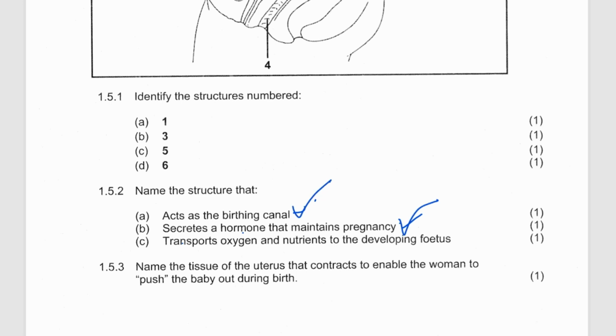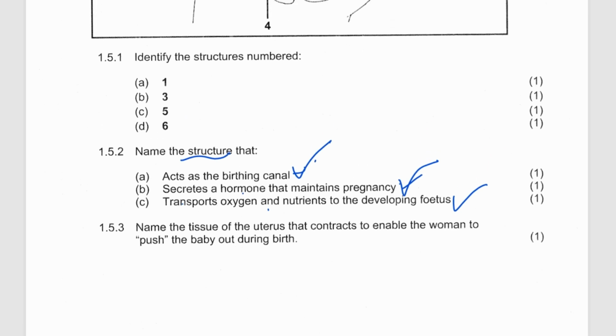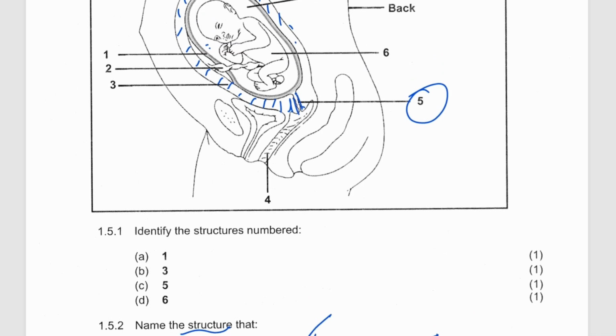They're saying transport oxygen and nutrients to the developing fetus. Transport oxygen and nutrients, they're saying structure. We said yesterday that when you're saying transport to, then it means you are talking about the vein which takes it, and since it is umbilical, it is the umbilical vein. They're saying name, so the answer here is umbilical vein. They're just saying name the structure, not get it from here.